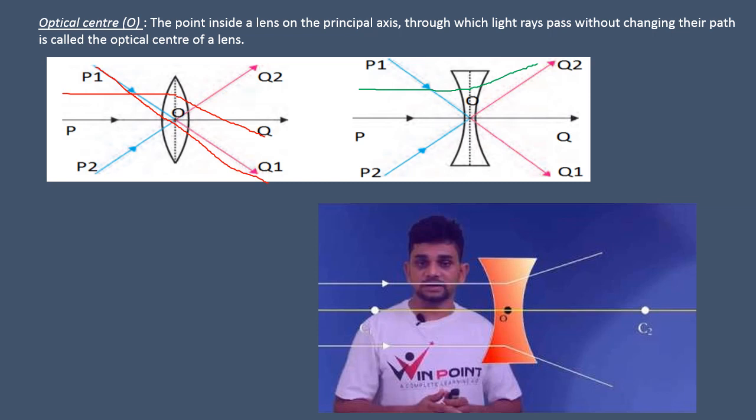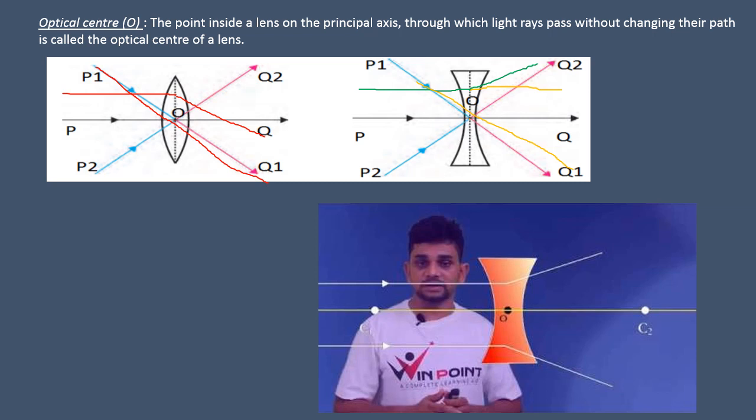Instead of going straight, it is going to get refracted. Correct, it is going to refract. But inside that lens, on the principal axis, there will be one point. When the light ray passes through this point, it passes undeviated, meaning it will not refract, it will pass straight only. That point on the lens is called an optical center.